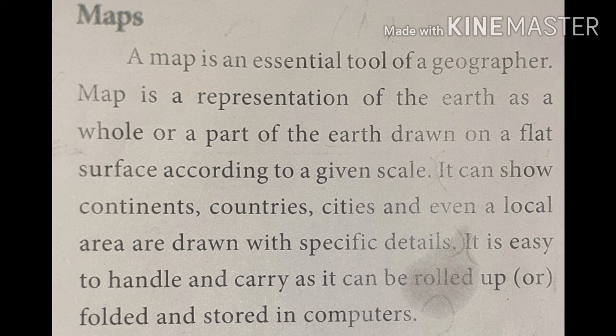It can show continents, countries, cities and even local areas drawn with specific details. So a map is able to represent the country, continent, city, and local areas that are drawn with the specific details. It can say how much area is covered, where the location exactly is, and where that particular area is going to fit in.